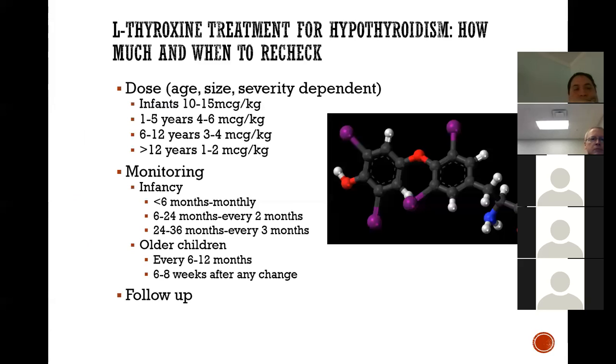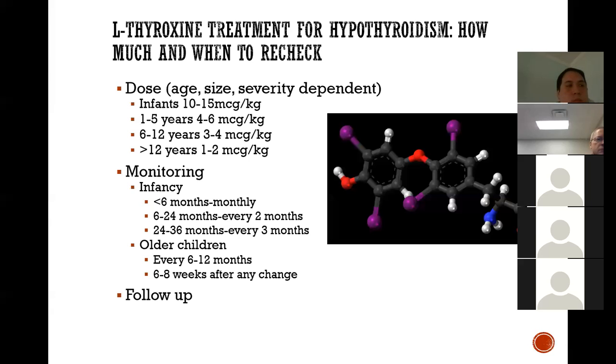But if you do want to start treatment, here's some basic dose ranges. You can see that you actually give quite a bit more levothyroxine per kilogram when you're younger than when you're older. And we follow people very closely: in infancy, as often as monthly up to 6 months, then every 2 months up to age 2, and then every 3 months from age 2 to 3. After that, you usually only need to follow someone about every 6 months.